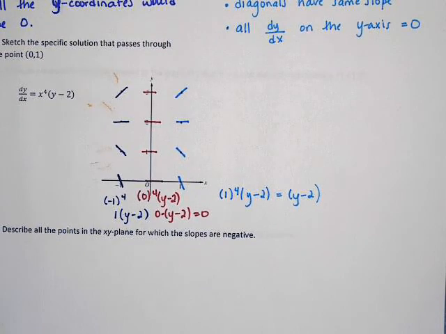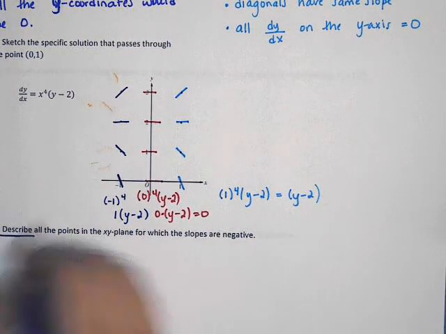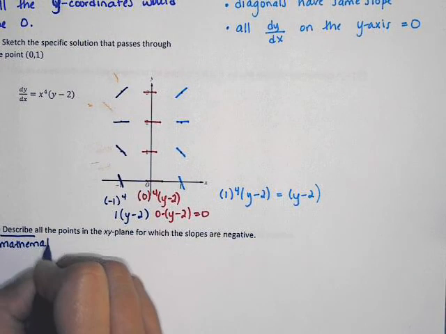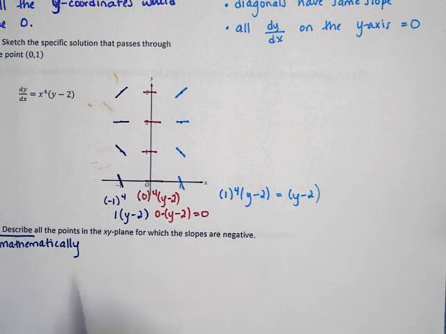Now, part A here doesn't say the same type of question that we saw in problem number 1. What it says is describe all the points in the xy plane for which the slopes are negative. So how would you do that? In math, when the problem says that it wants you to describe, it means that mathematically. I know in other classes when it says to describe, that usually means to write a paragraph or an essay explaining what you're thinking. Here, it literally means using numbers and equations.